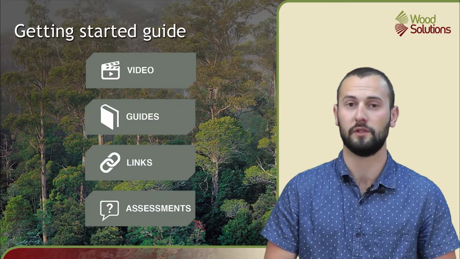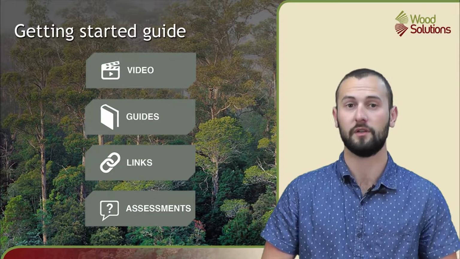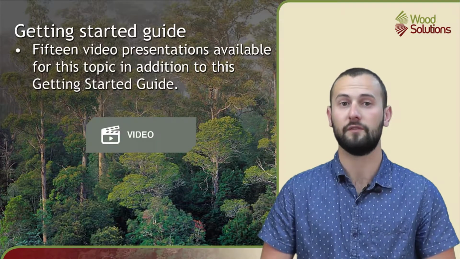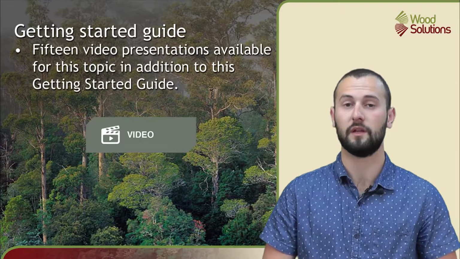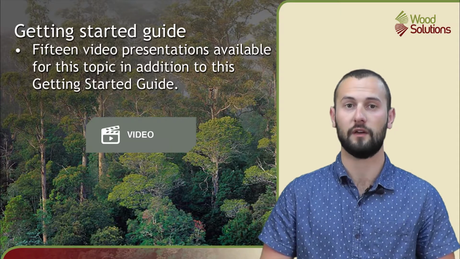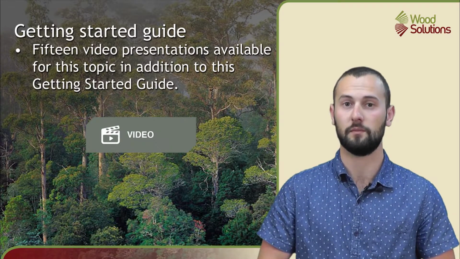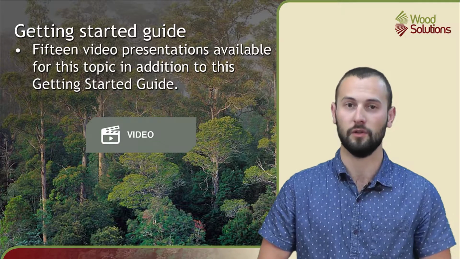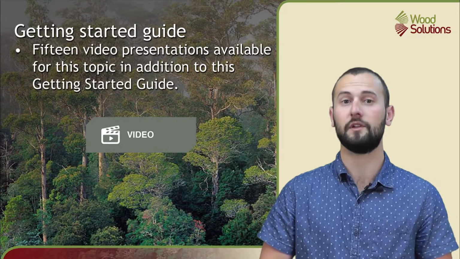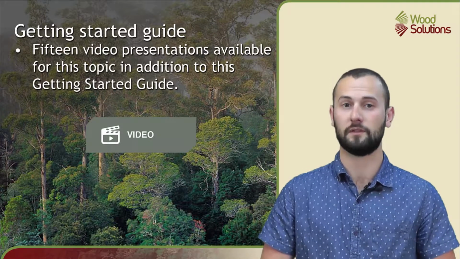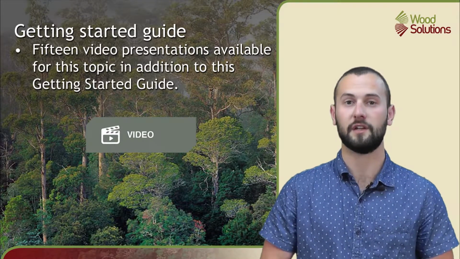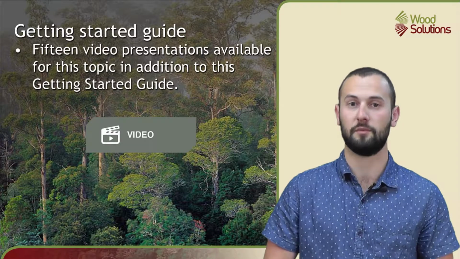There are four types of learning resources available for this topic: videos, guides, links to other resources, and assessments. There are 15 video presentations available for this topic in addition to this Getting Started guide. The videos are available wherever you have an internet connection, and you can watch them in any order and as many times as you like. They are all relatively short, from 3 to 8 minutes long, as each video presents information on only one aspect of timber's environmental impacts. Titles and a short description of each are on the online content page for this topic.